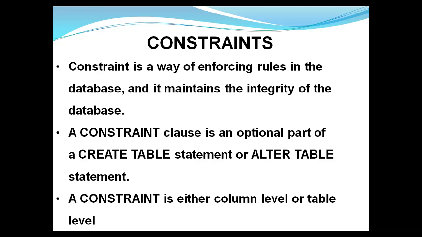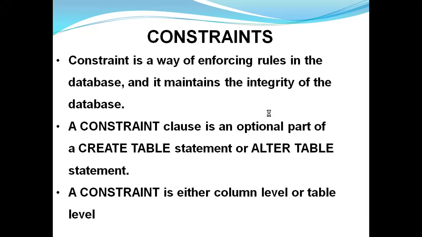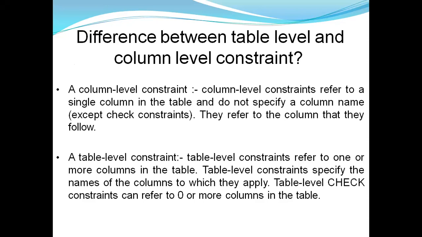So what's the difference between column level and table level? It's very simple to understand. A column level constraint refers to a single column in the table, and in that we do not specify the column name, except for one constraint called the check constraint. They refer to the column that they follow. Simply, in a column level constraint, whichever column it follows, that column is affected by that particular constraint.